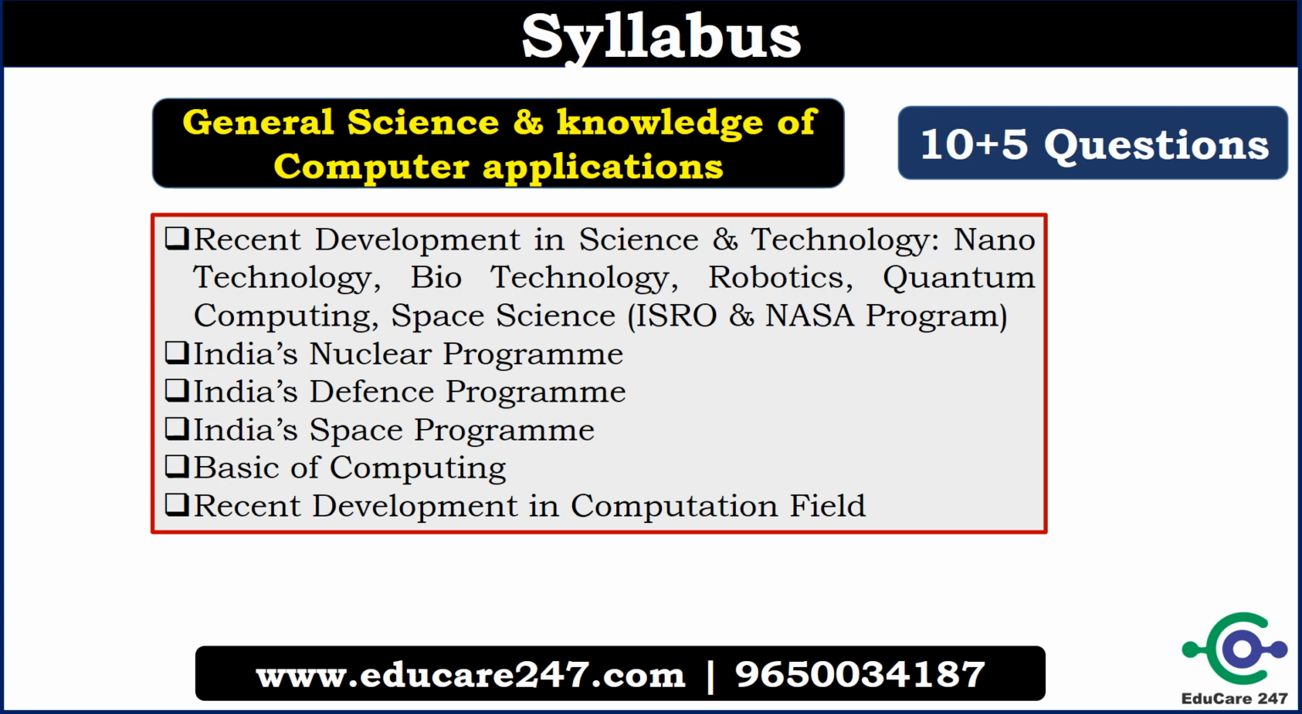The next part of the syllabus is General Science and Knowledge of Computer Awareness. Last year, 10 questions were asked from General Science and 5 questions from Computer Applications. Under this, one has to study recent developments in science and technology, nanotechnology, biotechnology, robotics, quantum computing, space science, ISRO and NASA programs, India's nuclear program, India's defense and missile program, and India's space program, the ISRO program. So this will be the overall science syllabus.